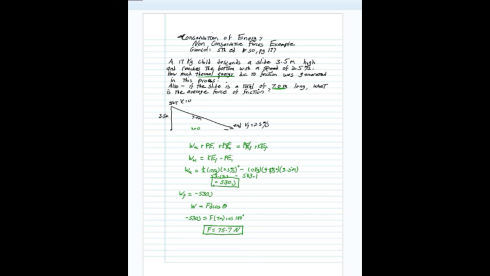We want to be careful that we understand how they are different. One, the work is going to be in joules. That's how much different the two, starting and ending energies were. But the force of friction, again, that's in newtons. And in order to find that, we had to make sure that we divided the work by the distance traveled.